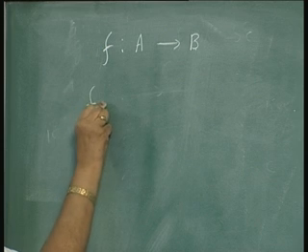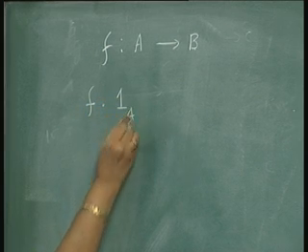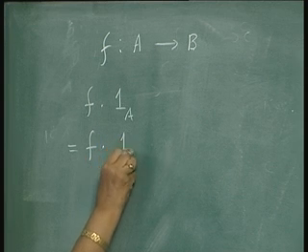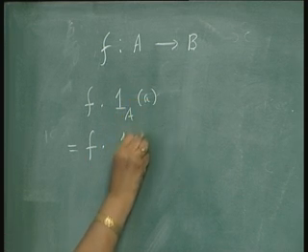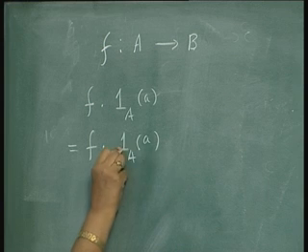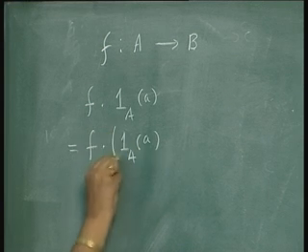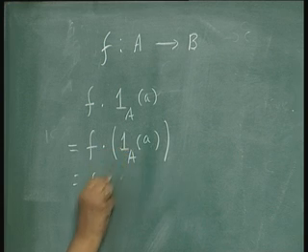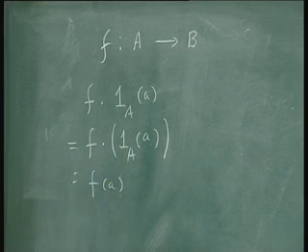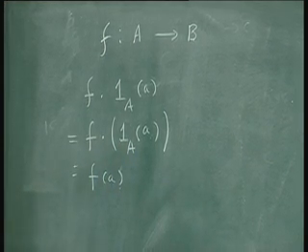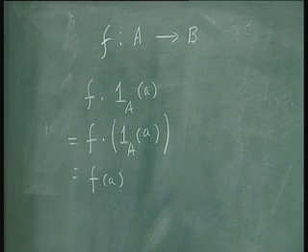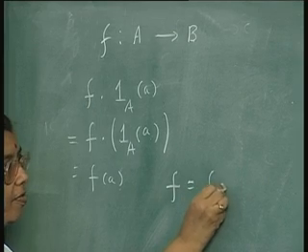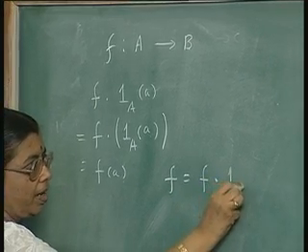What can you say about f of 1A of a? That is equal to f of 1A of a, taking an element a. 1A of a is the identity function, so it is f of a. So, for any a this holds. So, f is equal to the composite function f composed with 1A.